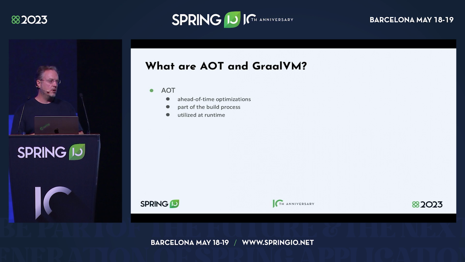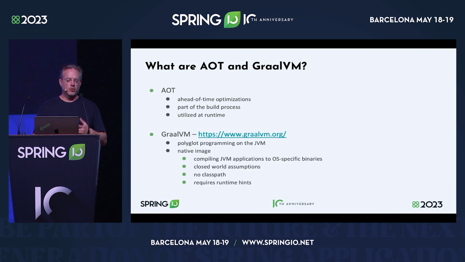So what are AOT and GraalVM? You probably already know, but AOT in summary is ahead of time optimizations, happens in the build process and used at runtime. In GraalVM, we're going to focus on the native image support, right? So we have the support for compiling our application, like our Spring Boot application, into an OS-specific binary, with some closed world assumptions, and maybe requiring some additional configuration for runtime hints and things like that.